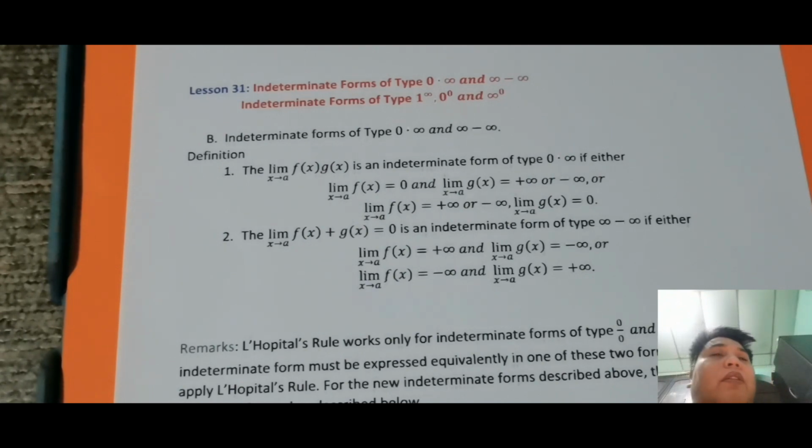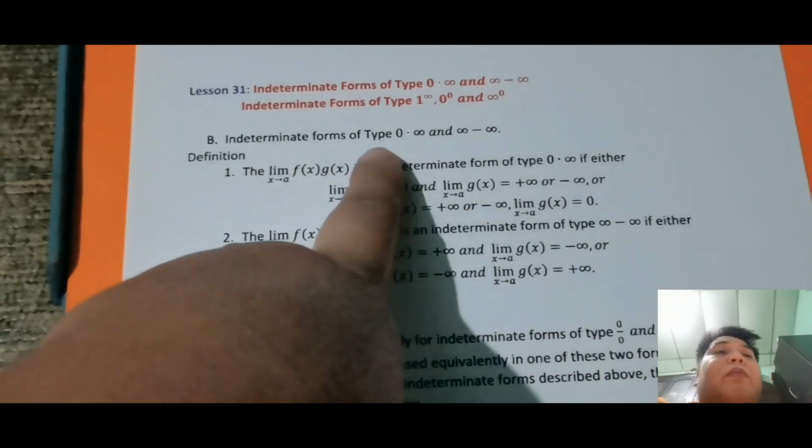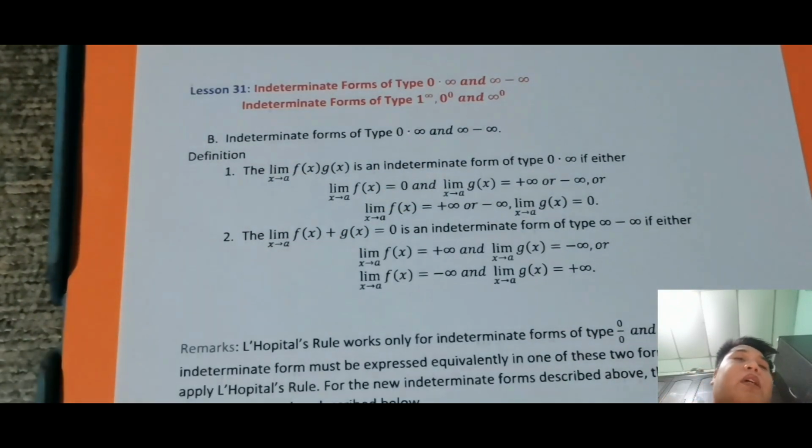Okay, so let's start. Let's have letter B. Bakit letter B? Letter A kasi yung unang indeterminate form, indeterminate form of type 0 over 0 and infinity over infinity. So next, letter B, the indeterminate forms of type 0 times infinity and infinity minus infinity.